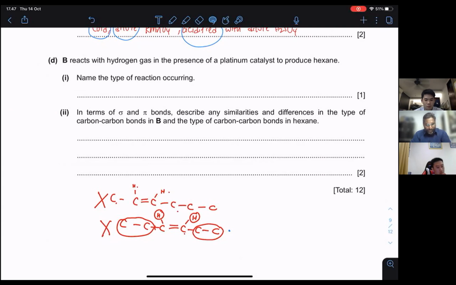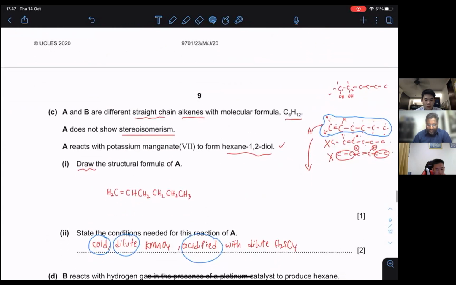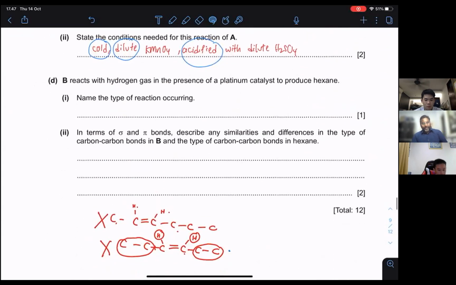They just say B reacts. Let me see what B is. It's still alkenes. So B reacts with hydrogen gas in the presence of platinum catalyst to produce hexane. Name the type of reaction that is occurring. Ewan, what is the type of reaction? A carbon double bond carbon reacting with hydrogen will give you a carbon single bond, and then hydrogen and hydrogen will come.